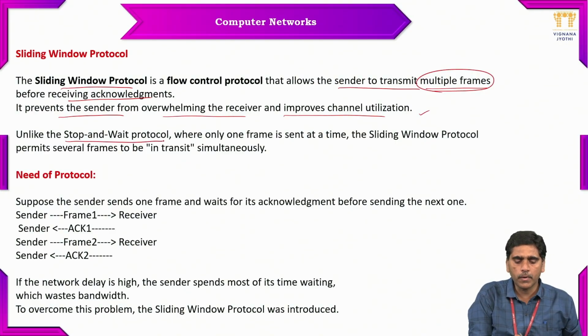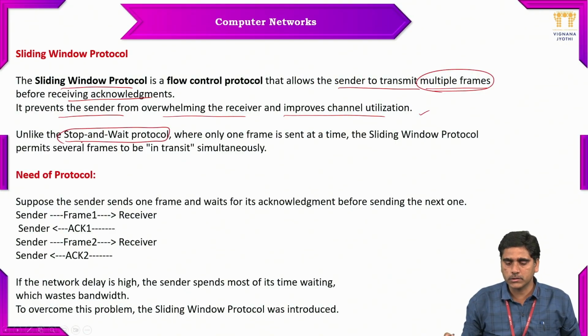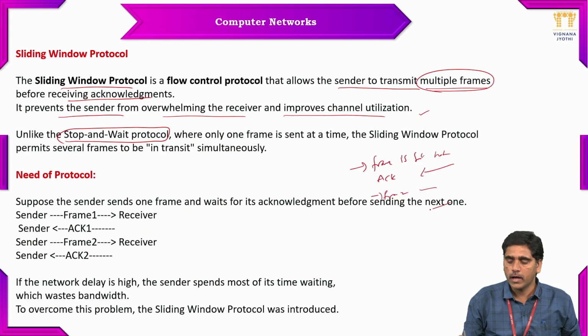Unlike the stop and wait protocol. The stop and wait protocol works like this: whenever a frame is sent to the receiver side, the receiver sends an acknowledgement that he received frame 1. Similarly, the sender again sends frame 2 to the receiver side, and again he gets the acknowledgement. Again he sends frame 3 and receives the acknowledgement. By sending each and every frame and each and every acknowledgement, it takes a lot of time. If there is any channel delay or network delay, then the sender is not able to transmit, right?